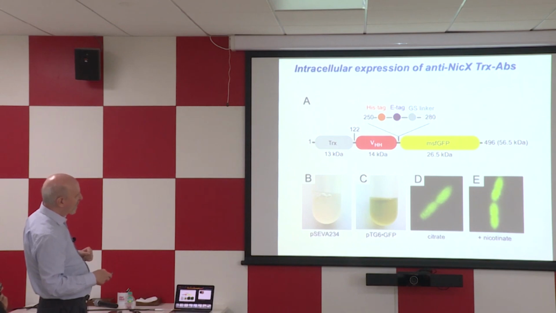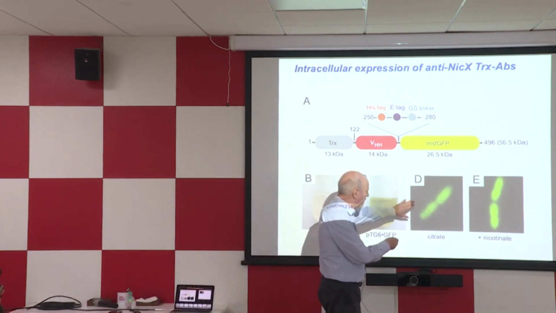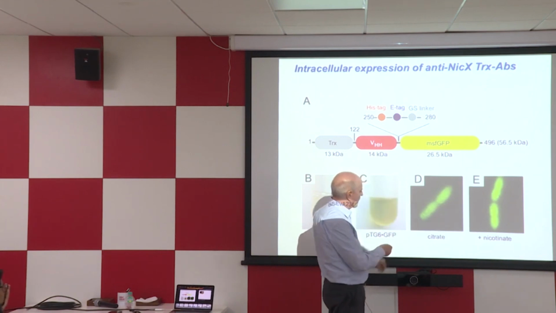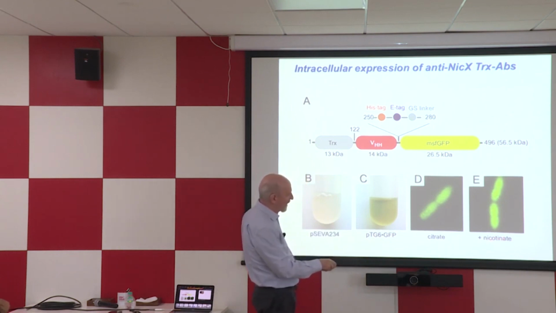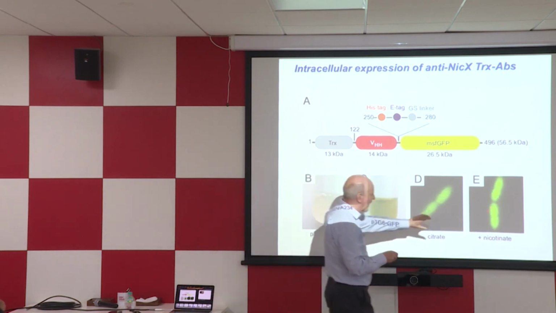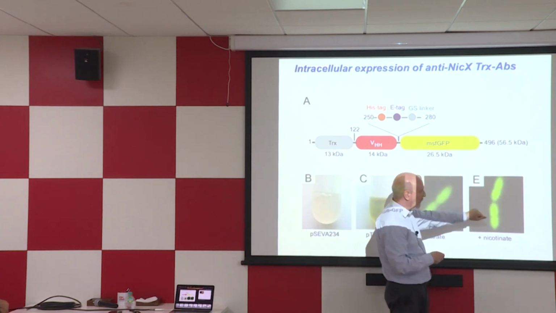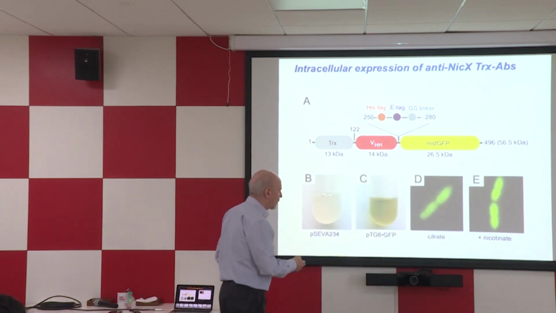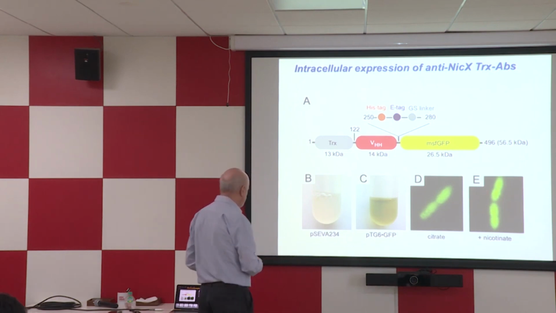So in this particular case, what you observe is that if cells grow on citrate, then you have a more or less homogeneous expression of this particular enzyme. But when you grow them on nicotinic acid, when you have the NicX, then the image becomes more granular. So it looks as if you indeed form kind of clusters of this enzyme, which will perhaps make the reaction run a bit better.